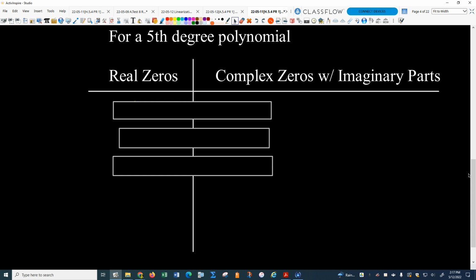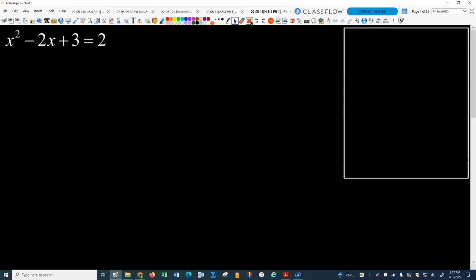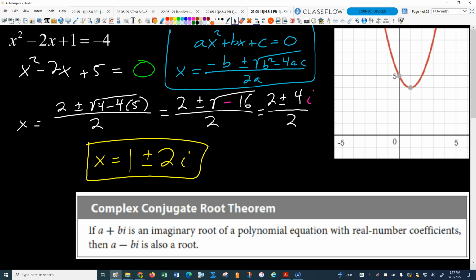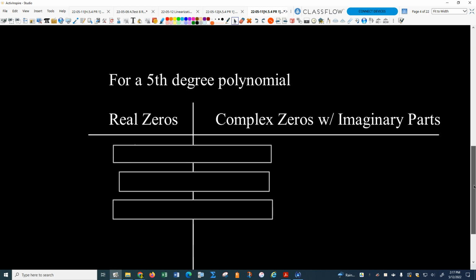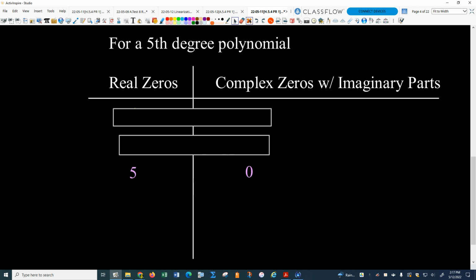5 real and 0 imaginary would work, wouldn't it? Oh, darn, I keep doing that. So 5 real and 0 imaginary, I could get that outcome. Could I get 4 real and 1 imaginary? No, I can't, because the imaginaries have to come in pairs. So what's the next possibility I could get? 3 and 2. Okay, I could get 3 real and 1 pair of complex conjugates, right? And then the only other possibility, 1 and 4.